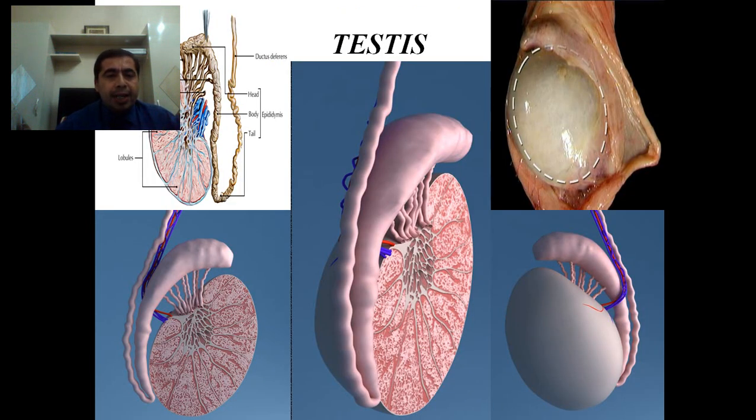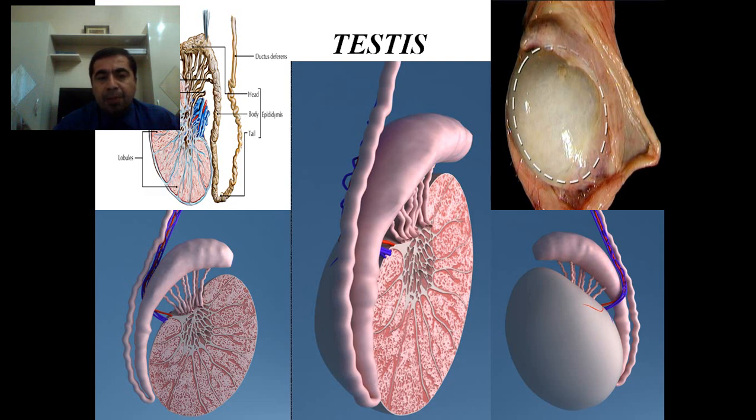Here is the testis, in several sections. It's an egg-like structure. It has lateral and medial surfaces, an anterior border, which is free, and a posterior border, which is occupied by the epididymis. The testis is covered by the tunica albuginea. I will explain the importance of this coat slightly later, but I want to explain the moments which we will develop further.